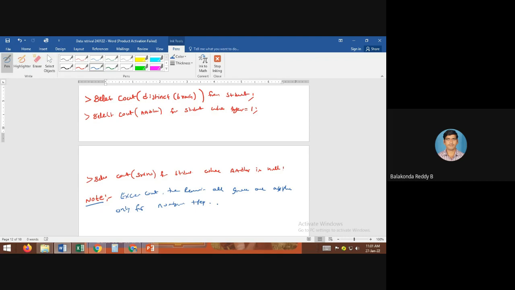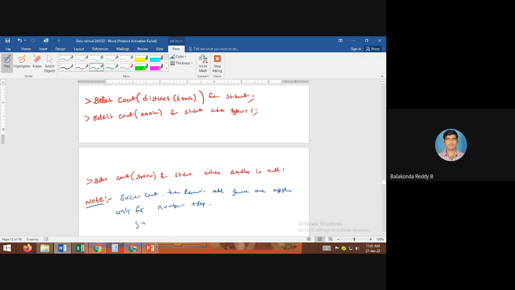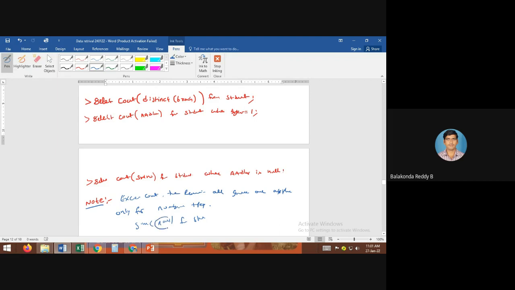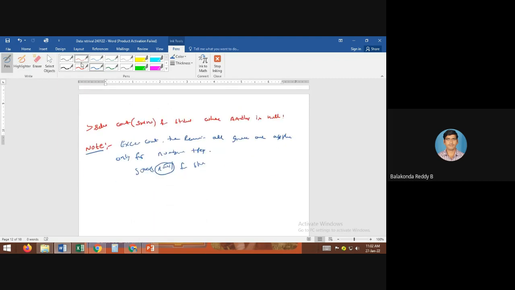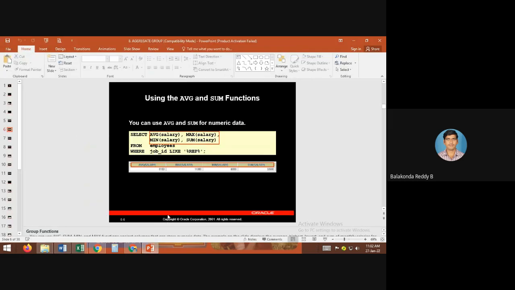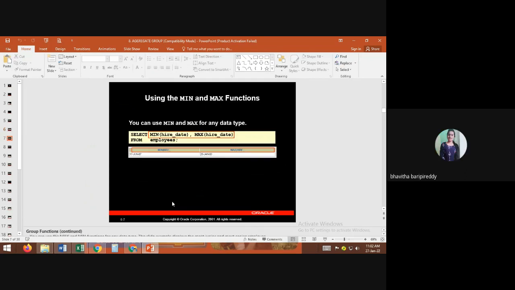Suppose I am writing here sum of names from student. It is not correct. Why? Because name is not a number type. Remember that. Only except count, the remaining ones are applicable for number types. Can I go to the next one?